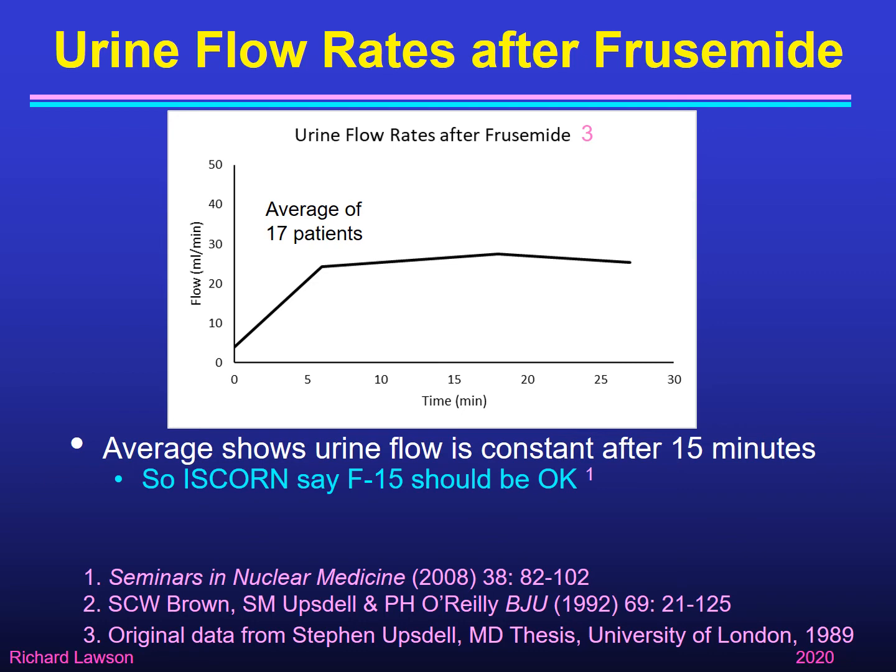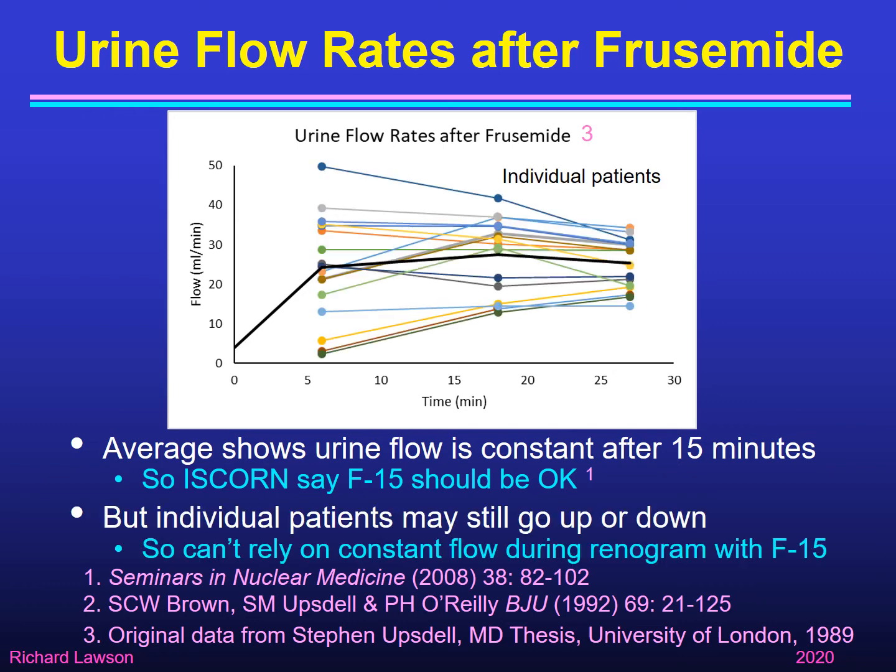However, that's the average of 17 patients, and of course Steve there has got the individual patient measurements, which I've plotted on this graph here, and you can see from that that some of them go up between 15 and 30 minutes, and some of them indeed come down between 15 and 30 minutes. So yes, the average is constant between 15 and 30 minutes, but in any individual patient I don't think you can rely on the fact that the flow rate is going to be constant after 15 minutes.